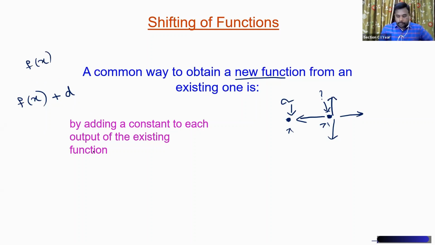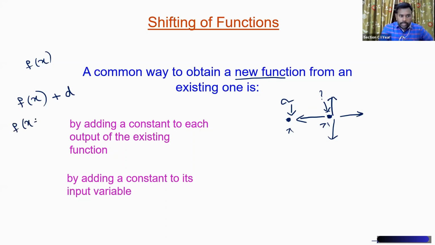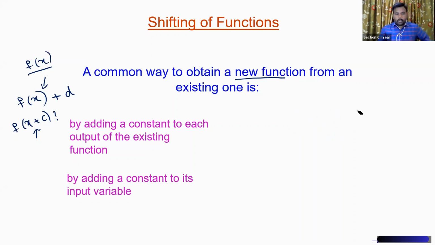If not this way, I can just add a constant to this input value directly. Even this is also a new function for me from this f of x, right? So when you are given one function f of x, you may get a new function from this f of x in these 2 ways, by adding a constant directly to f of x or by adding a constant to this input. But see what happens when you add a constant directly to the function values.